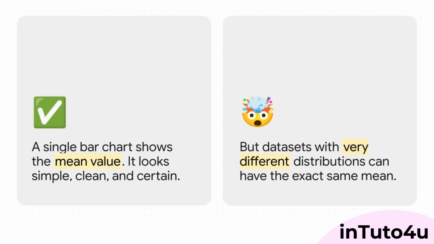And boom, this slide right here is the heart of the whole thing. On the left, you've got your standard bar chart. It shows you one number, a simple average, looks clean, reliable, totally certain. But on the right, that's the reality. These four data sets look completely different, right? They tell totally different stories. But guess what? They all have the exact same average. A bar chart would show the exact same bar for all of them. It hides all that beautiful, messy chaos.